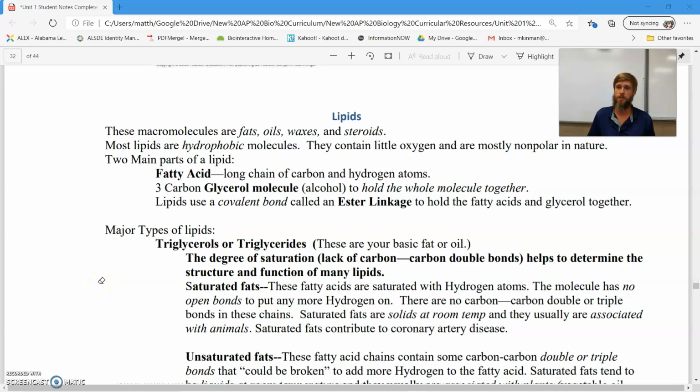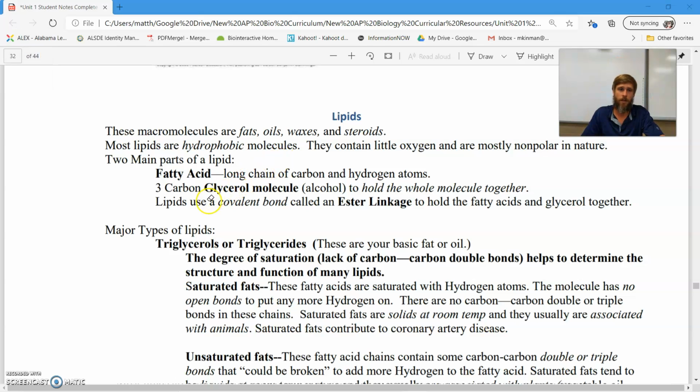So what causes a substance to be nonpolar? Well, remember, a polar substance has a slightly positive region at one end and a slightly negative region at another end, causing them to bond together. Nonpolar molecules do not have that. All right, moving on. Two main parts of a lipid. You have a fatty acid, which are long chains of carbons and hydrogens. Imagine just chaining together a bunch of carbons and sticking on hydrogens to the end. That is a fatty acid chain.